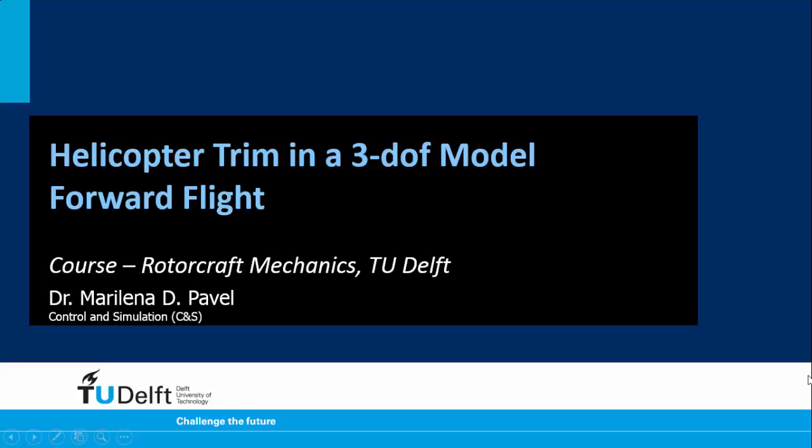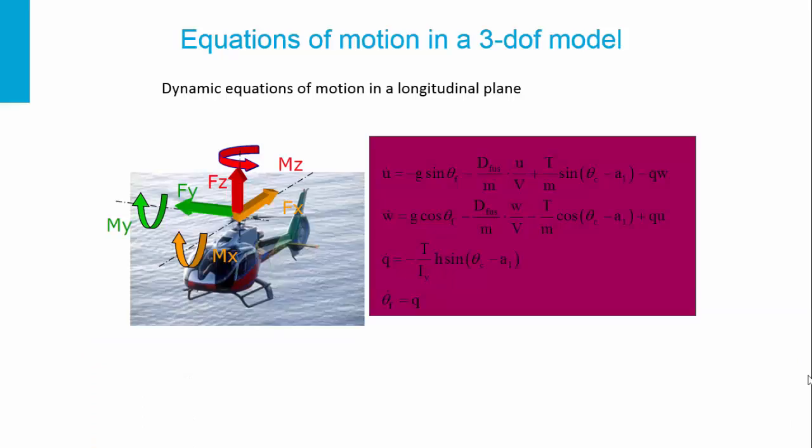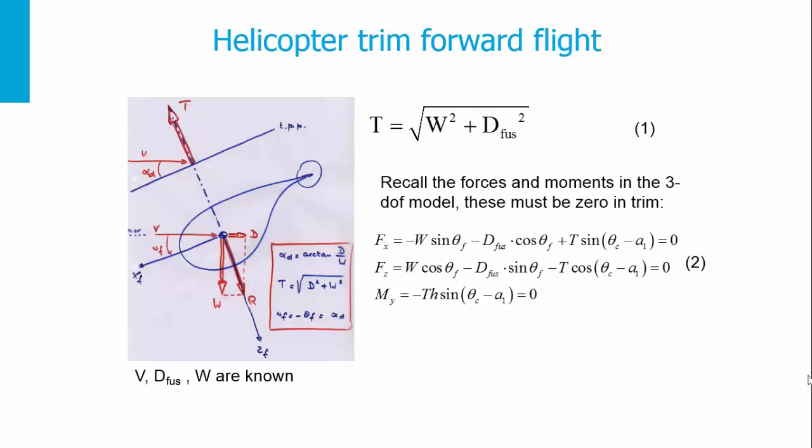Good morning. Now that we have derived the helicopter 3 degrees of freedom model, let's try to trim the helicopter for forward flight. I will teach you to trim the helicopter and represent the trim curves. If you recall, the dynamic equations of motion in a longitudinal model are derived as a function of the surge velocity, u, the heave velocity, w, the pitch rate, q, and the fuselage attitude. Now, how to solve the helicopter trim?